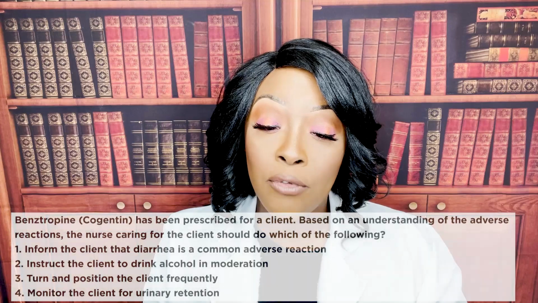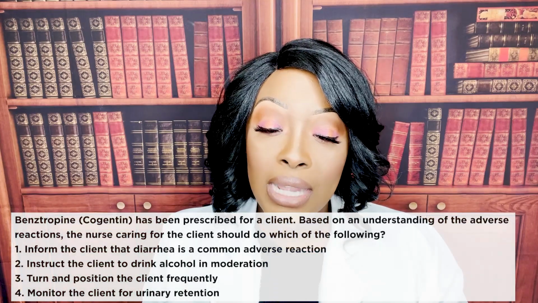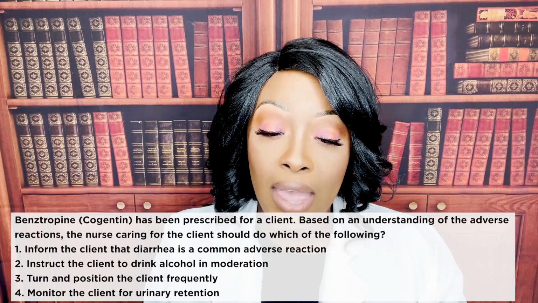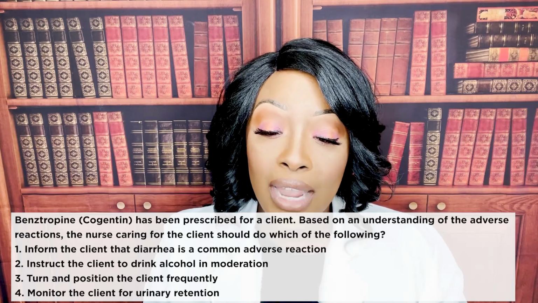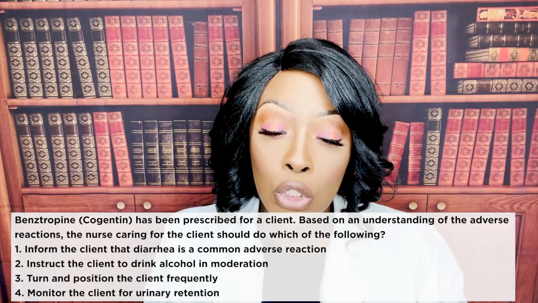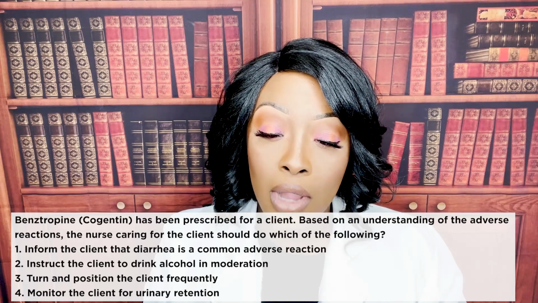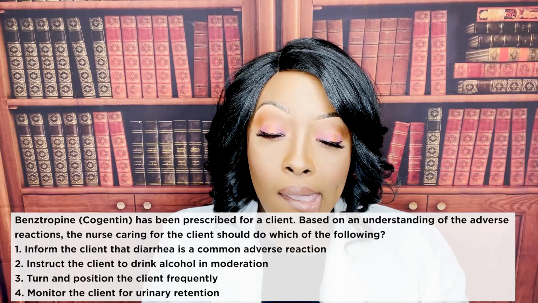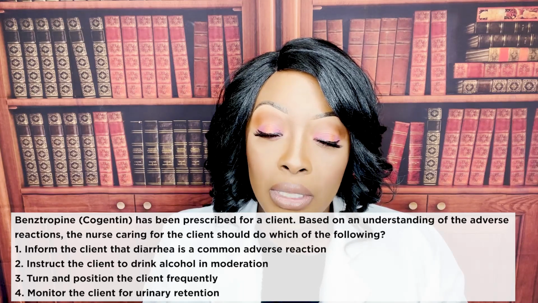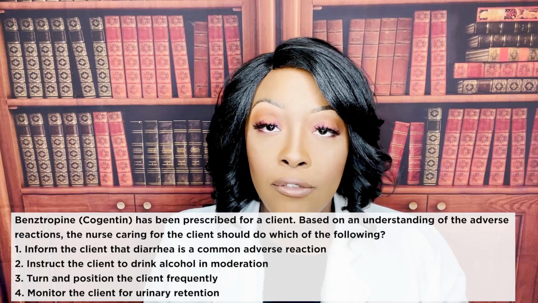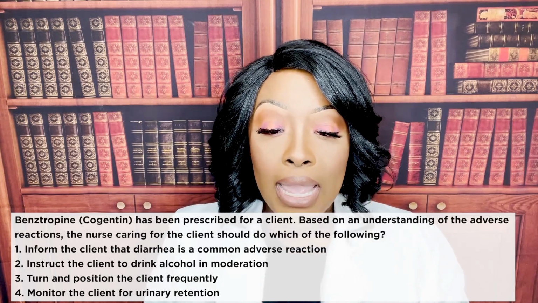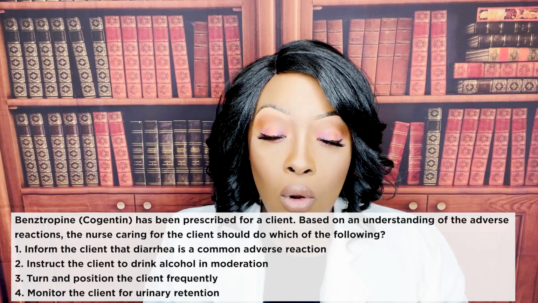Cogentin has been prescribed for a client. Based on an understanding of the adverse reactions, the nurse caring for the client should do which of the following? 1, inform the client that diarrhea is a common adverse effect. 2, instruct the client to drink alcohol in moderation. 3, turn and position the client frequently. Or 4, monitor the client for urinary retention. And guys, the correct answer is 4, monitor the client for urinary retention.